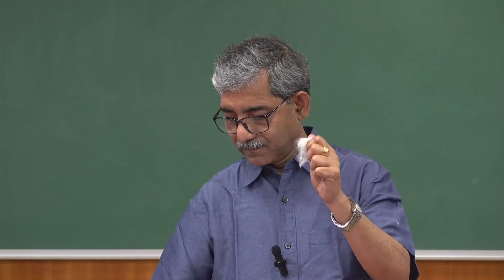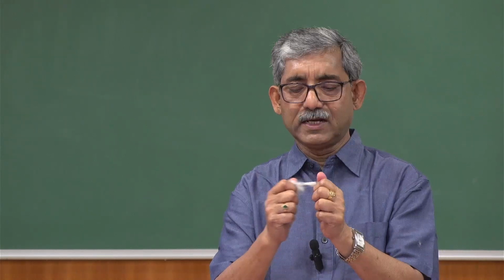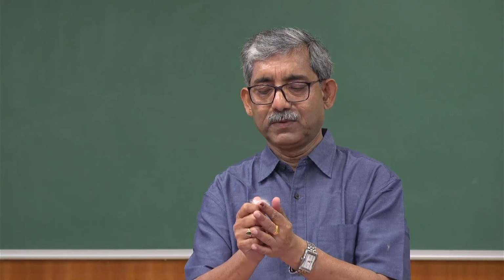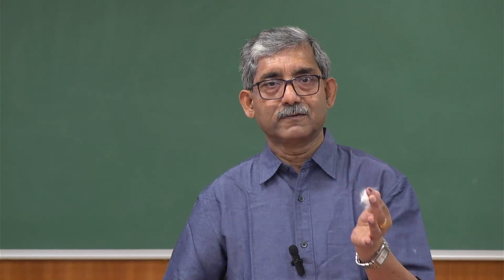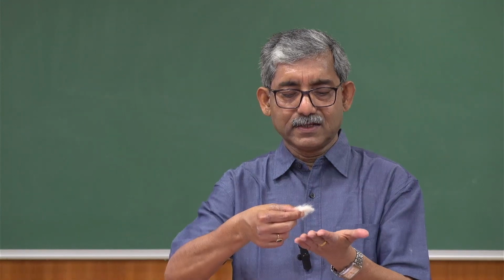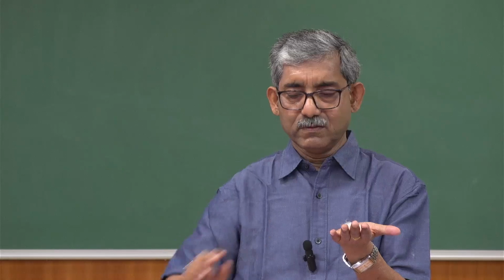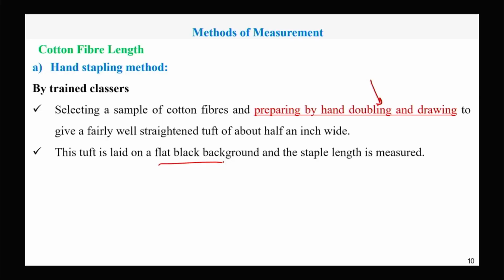Okay, the width of this fringe is typically 1 inch. Typically 1 inch width we are preparing. Then we place this fringe on a flat black background so that we can see the presence of fibers clearly, and staple length is measured, that as I have already explained.